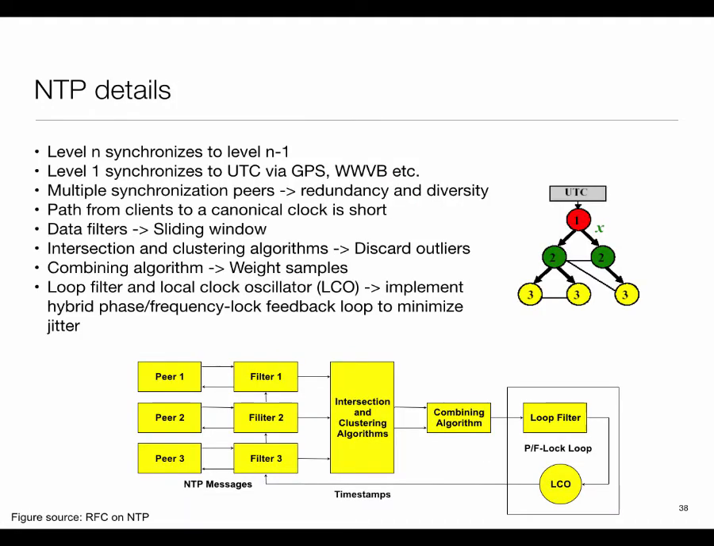So NTP conceptually: level n synchronizes to level n minus 1, and level 1 synchronizes to universal time via GPS or some such mechanism. Usually nodes seek timing information from multiple sources, so you can set your laptop to contact multiple servers, get time information from them, and then get rid of the outliers and average the rest to get a more robust notion of time.